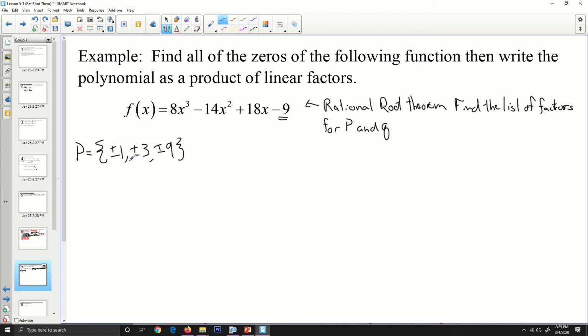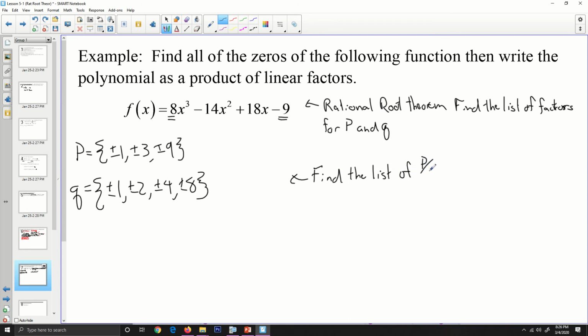All of those integers divide negative 9 evenly. Then I want to find my values for Q, and my values for Q, I'm looking for the factors of the leading coefficient. So those factors are plus or minus 1, plus or minus 2, plus or minus 4, and plus or minus 8. And so the next thing that I want to do is find the quotient of all of the P's over all of the Q's.